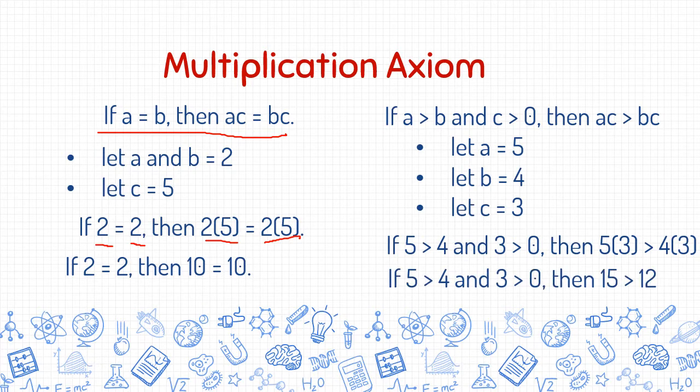Okay, if 5 is greater than 4, yes, 5 is greater than 4. And 3 is greater than 0, yes, 3 is greater than 0. Then 5 times 3 is 15. 15 is greater than 12, yes, 15 is greater than 12. Therefore, this axiom is also true.